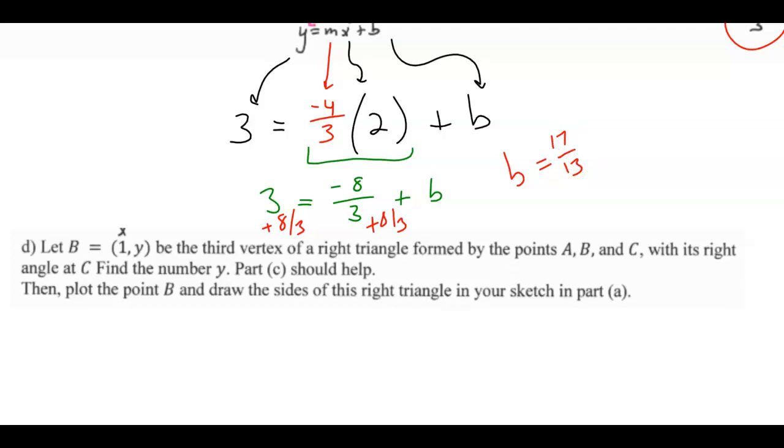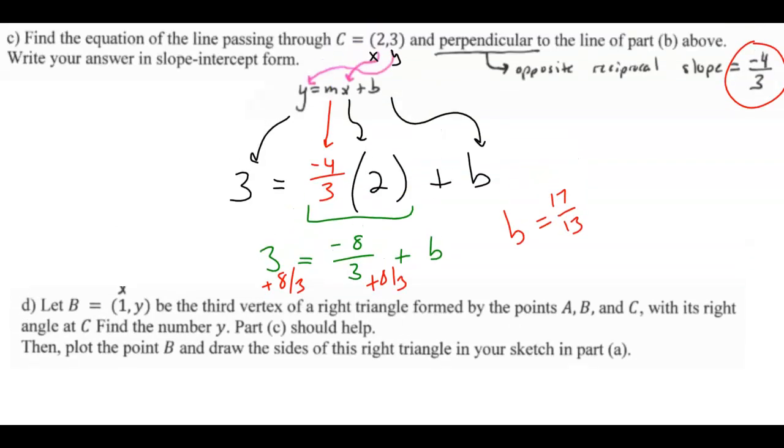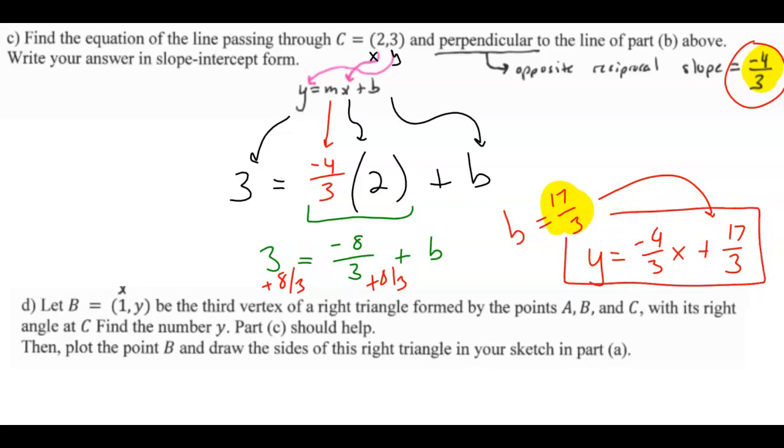Okay, you need two things to write the equation of a line: the slope, which we knew from the beginning from the opposite reciprocal, and the y-intercept. Once you know those two things, you write y equals, the slope is negative 4/3, x plus b, and we just found out b is 17/3. Sorry, 17/3, that's not 17 over 13. So this is the equation of that line.